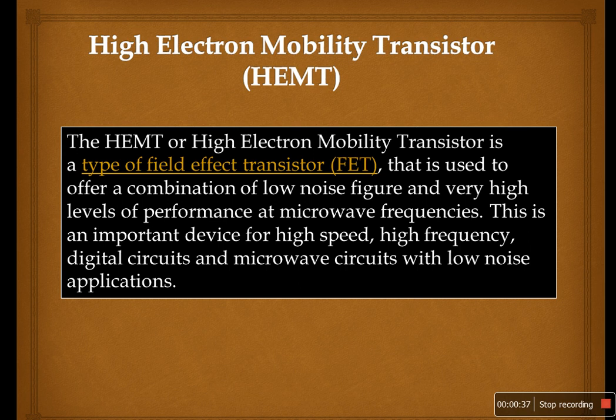The high electron mobility transistor is just like a field effect transistor, but the only difference is that it has a heterojunction. The heterojunction is nothing but a junction with dissimilarities. That means the junction is formed between different band gap materials.